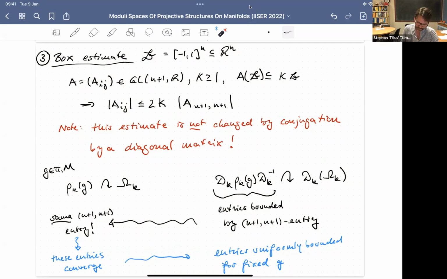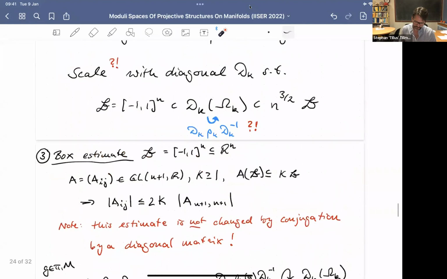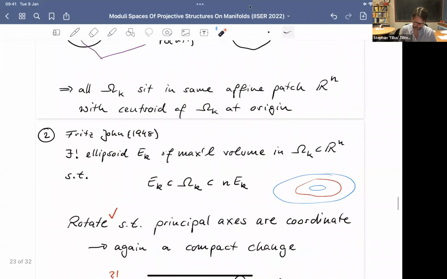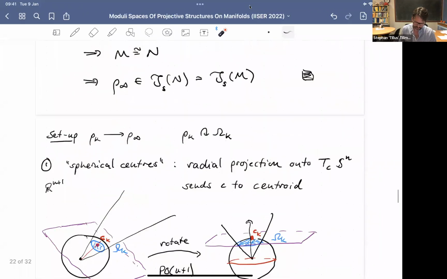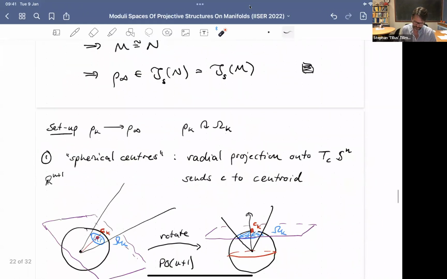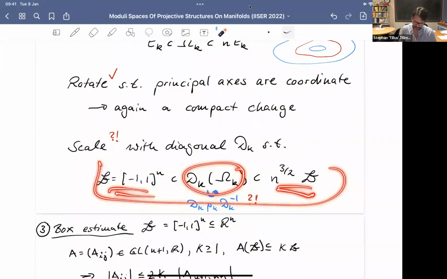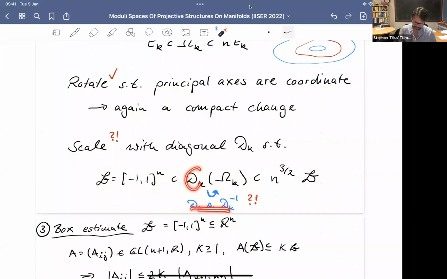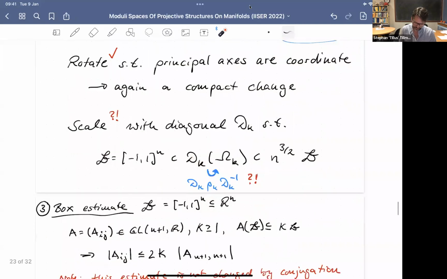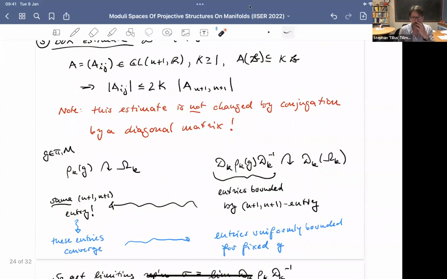So this estimate is not changed by conjugation by a diagonal matrix because we're looking at the bottom right entry, and so this basically tells you that when you do this kind of change, here I'm in a situation that these things preserve the box, and these are diagonal matrices that are scaled. Now you see that whatever you get here, the bottom right entry is bounded uniformly by the bottom right entry of this one here, just because of this box estimate.